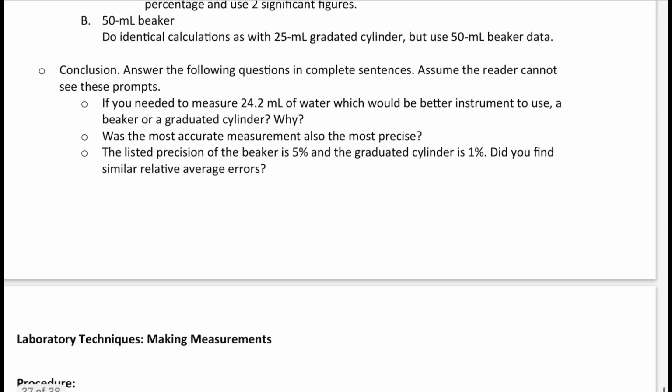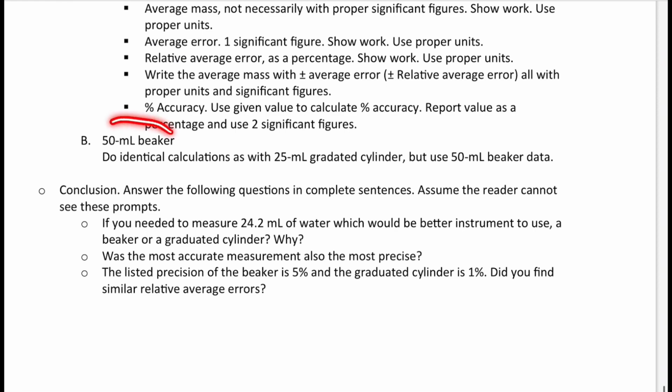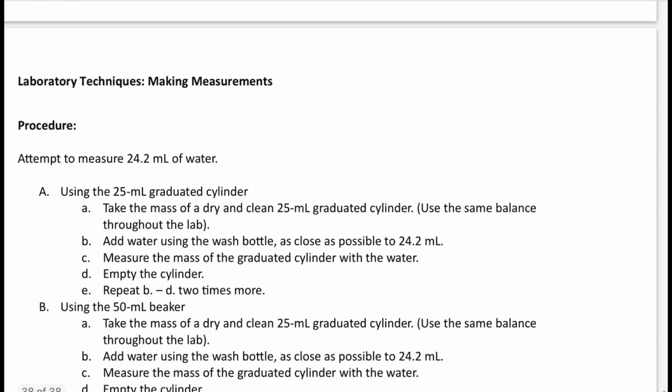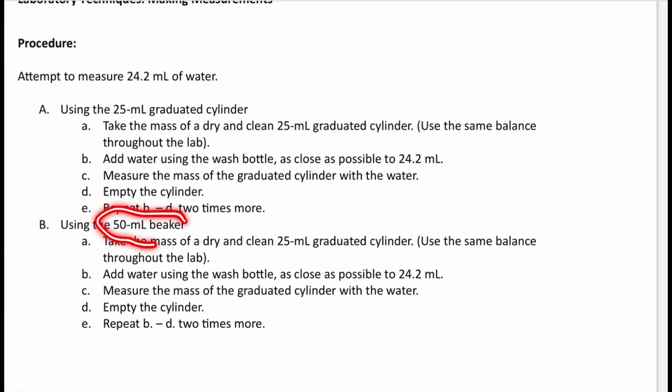And then do the same thing over again, except now you're going to use a 50 milliliter beaker. When you're using the 50 milliliter beaker, it's almost going to be impossible to figure out where 24.2 is. It's going to be hard to figure out where 24 is, but 24.2 you're going to be blind to it. But do your best job anyways. The whole point of the lab is to show that you can't really measure out to this kind of precision.